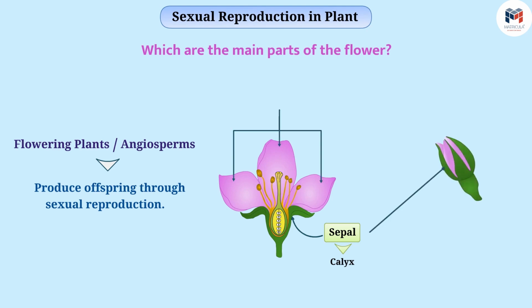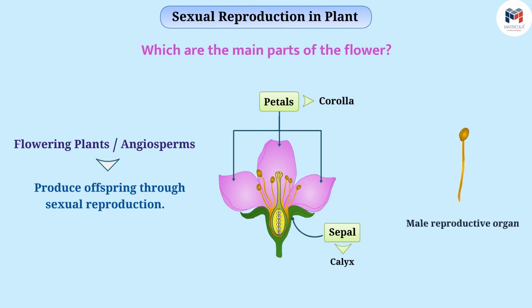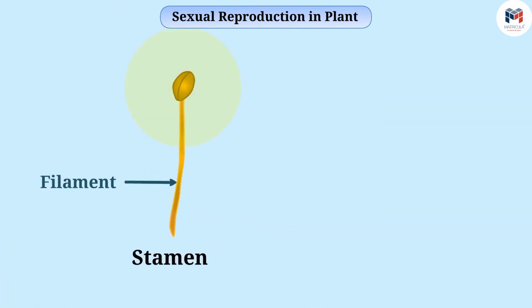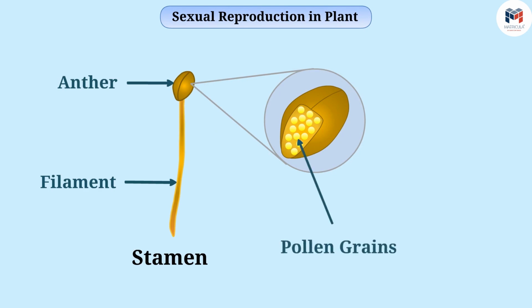The colorful part of the flower that looks like leaves are called petals. All the petals together are called corolla. Within the circle of petals in the flower, you will see some thin tubes, the top of which is inflated. Each of these is the male reproductive organ of the plant called stamen. The long thin tube-like part of the stamens is called the filament, and the inflated upper part is called the anther.